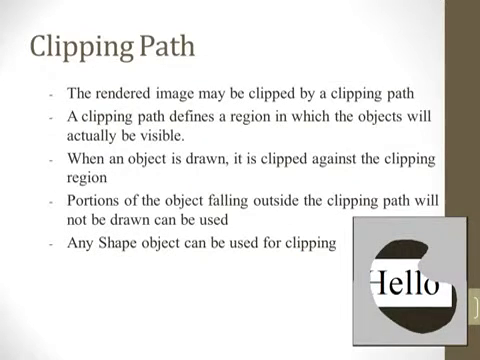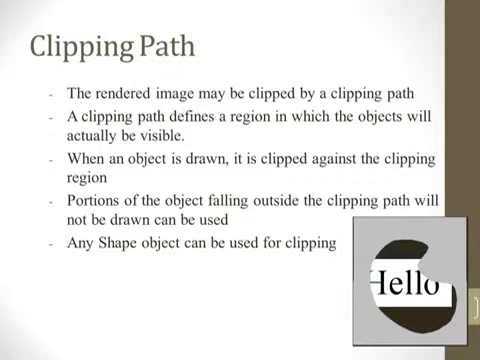Clipping path. The rendered image may be clipped by a clipping path. A clipping path defines a region in which the object will actually be visible. Graphics2D maintains a current clipping region. When an object is drawn, it is clipped against the clipping path. Portions of the object falling outside the clipping path will not be drawn.